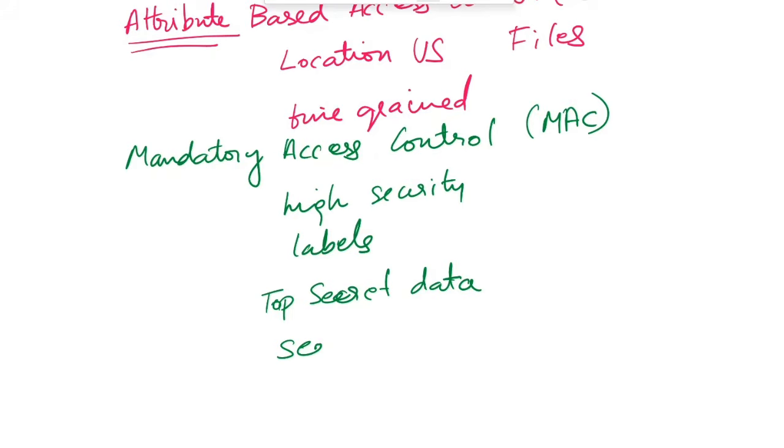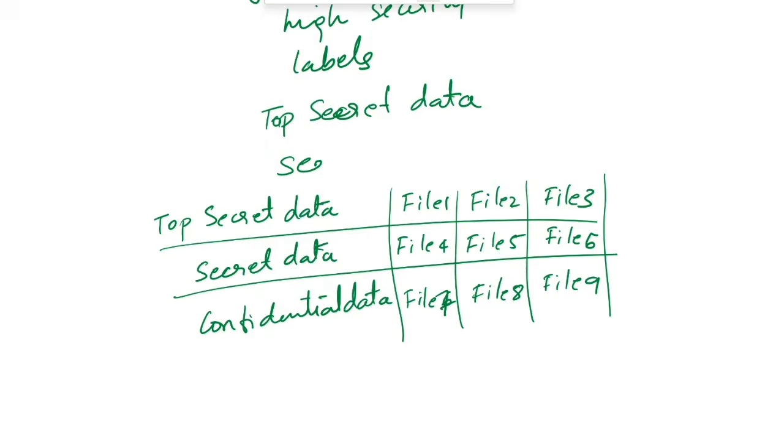Okay, let's create a table to understand this better. So let's consider this top secret data, that is the label of file 1, file 2 and file 3. File 4, 5, 6 are secret data, 7, 8, 9 are confidential data. There are two different types of MAC model. First is the hierarchical model and the other one is the compartmentalized model.